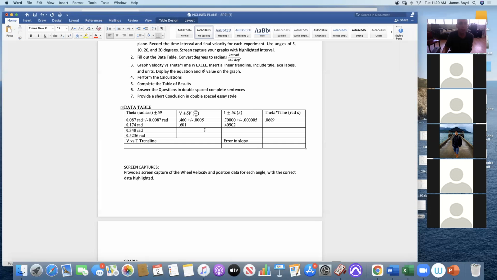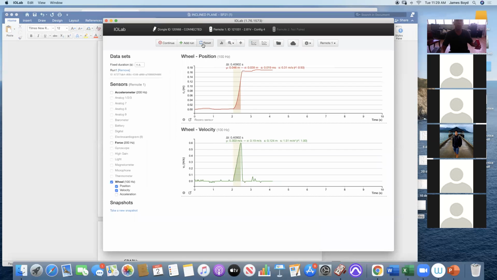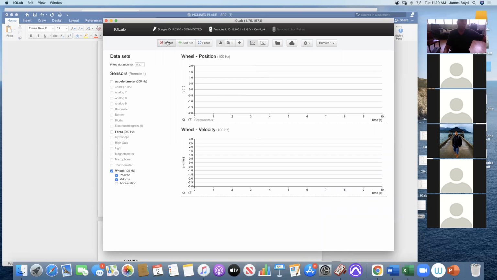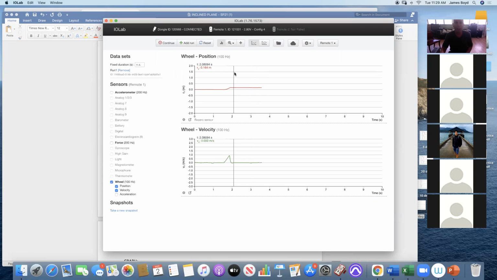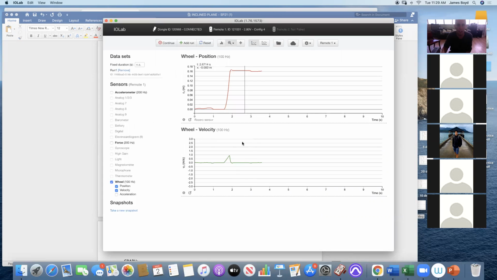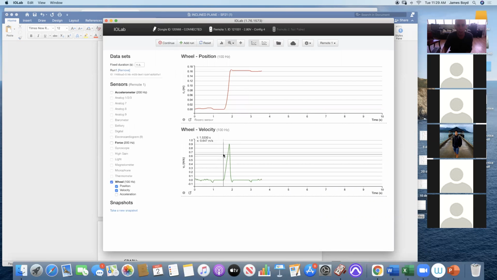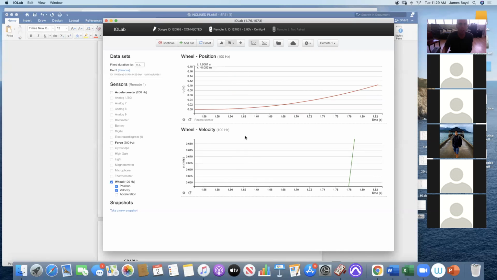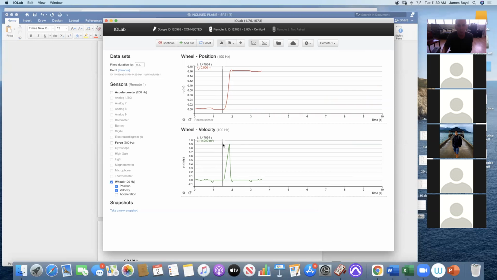Then to 20 degrees, and this is where things get a little harder because getting this thing up to 20 degrees. Reset. Record. So it should look nice like this. You should get a nice curve here. Highlight. Nope, that wasn't what I wanted. Highlight your data.